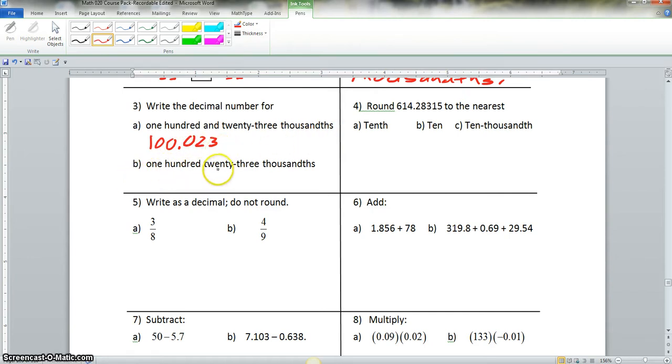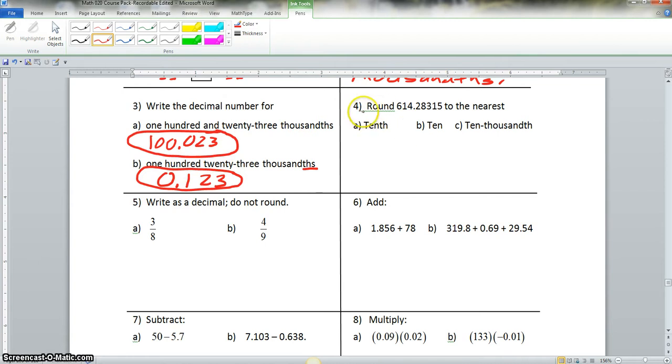Now we have B, 123 thousandths. Now what's different about A and B is you notice there's an and here, but there's no and here. So that means this is all together, and because this ends with THS, this means that all of this is behind the decimal. So we'll put a 0 in front of the decimal. So we want to write 123 thousandths. Now we know if we write 123, that 3 will be in the thousandths place. So this is it, 0.123. And above here we had 100.023.